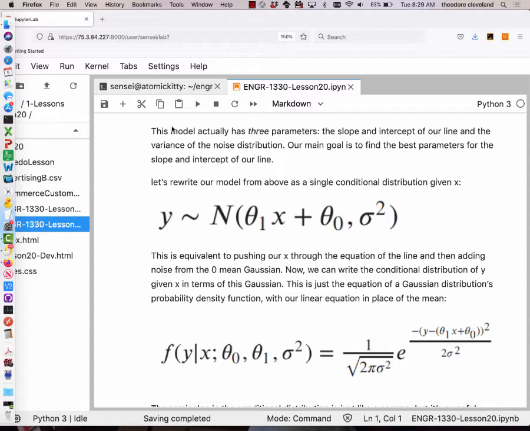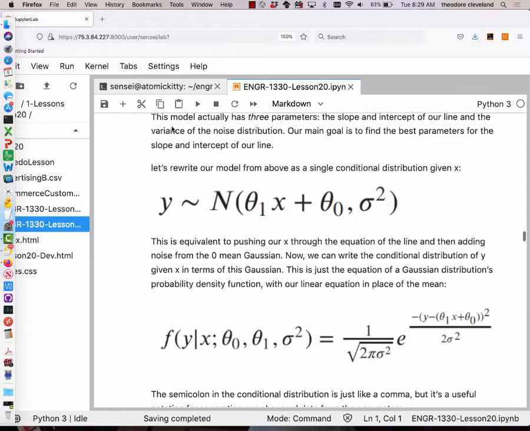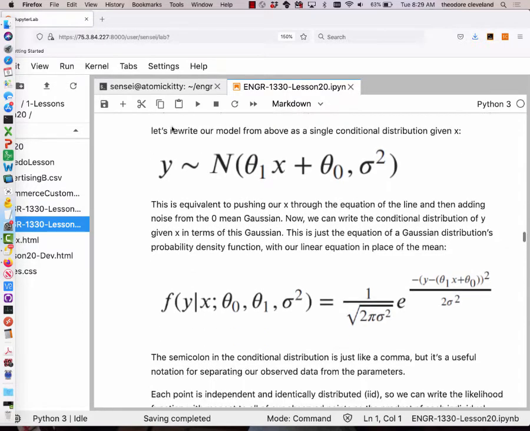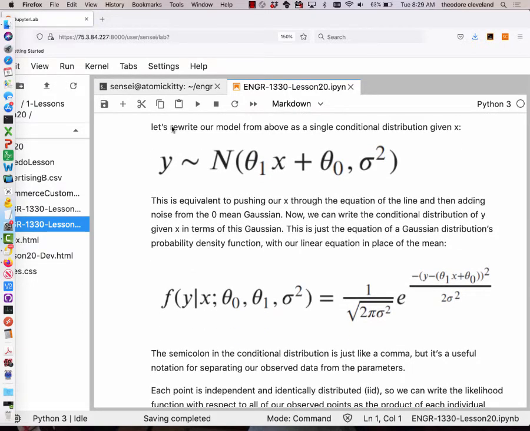It has the slope and the intercept of the predictor line, which is what we're after, and the variance of the noise distribution. So we don't know the variance of the noise distribution until we specify a slope and an intercept, and then can start making those distance measurements. But keeping that in mind, our main goal is to find the best parameters for the slope and intercept of our line. So let's rewrite the model as a single conditional distribution given x.